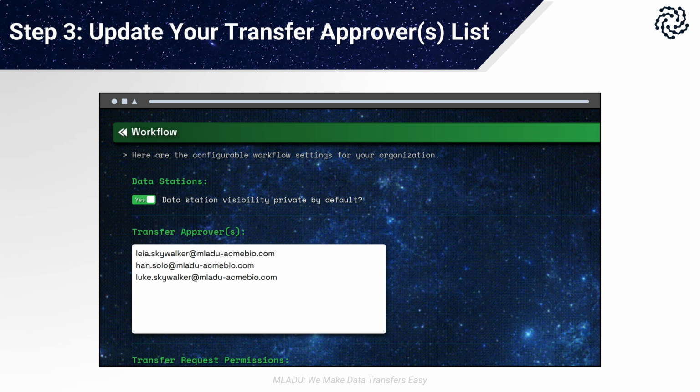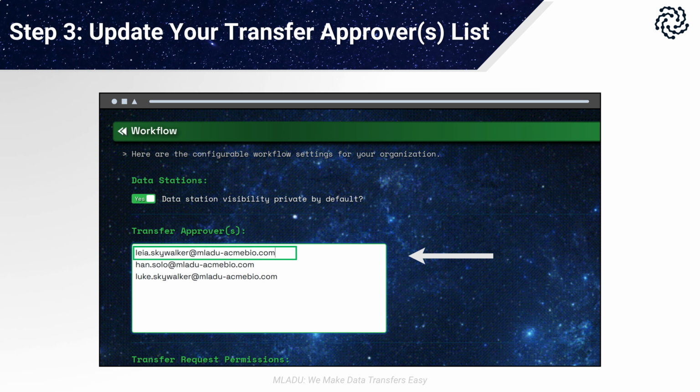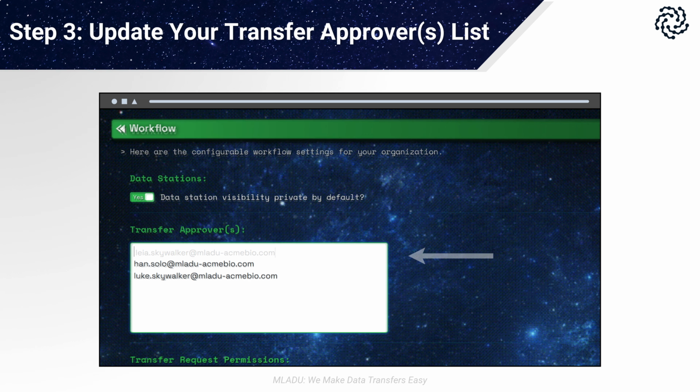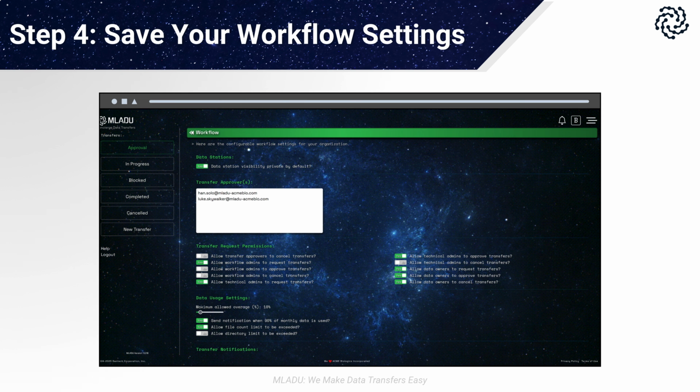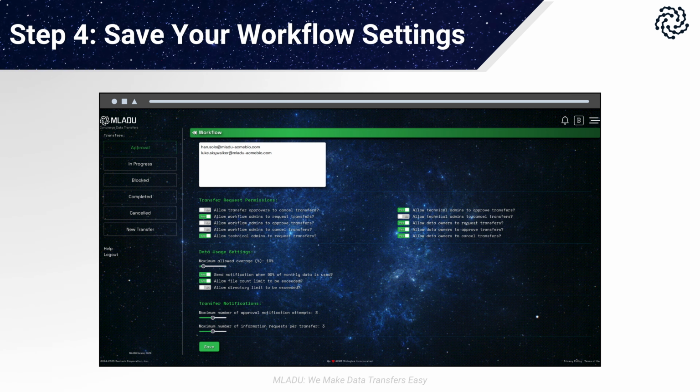To add a transfer approver, enter the email of the user that you would like to make an approver on a new line. And to remove a transfer approver, simply remove the line containing the email address of the user you would like to remove. After confirming the updated list of appointed transfer approvers, be sure to select the green Save button at the bottom of the screen to apply and retain your changes before exiting the page.